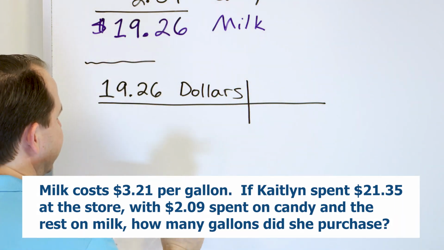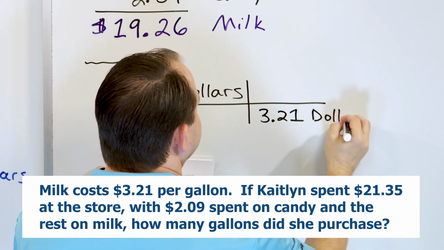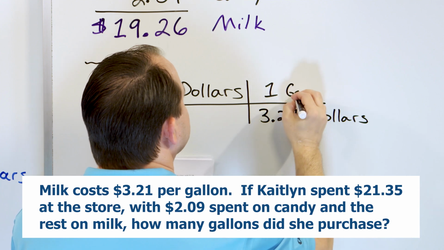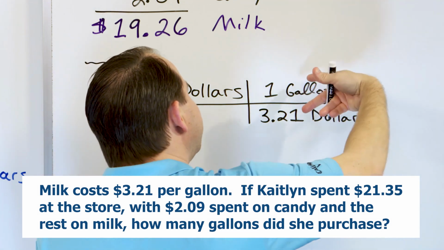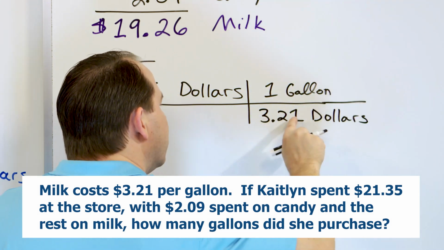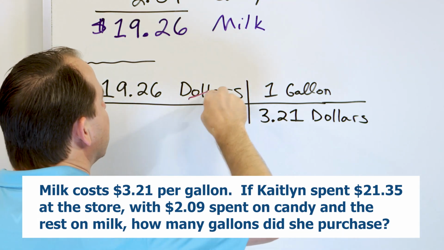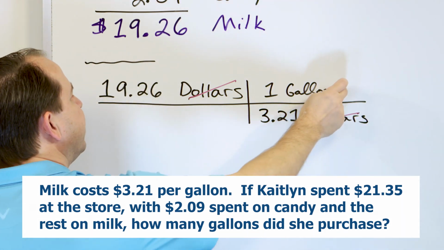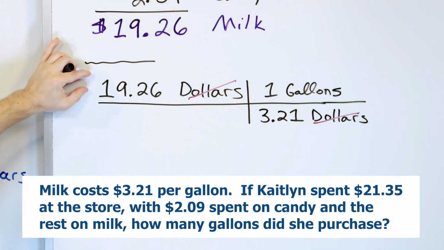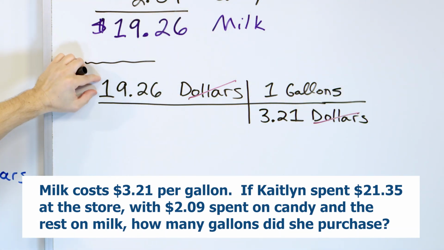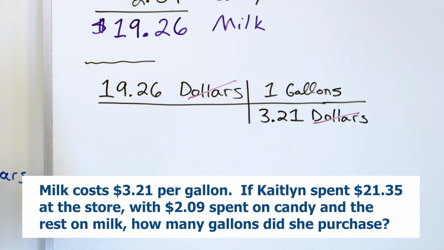So the only way to write this is to write it as $3.21. So I'll write this as dollars per 1 gallon. Remember, when I look in the problem, I can flip it over either way, but if I flip it the other way, $3.21 per 1 gallon on the bottom, nothing will cancel. But by arranging it this way, dollars cancels with dollars, and the only thing I have left is gallons. And the problem said, how many gallons did we purchase? So what this is telling me to do is take the $19.26 and divide it by $3.21. Multiplying by 1 will not do anything.